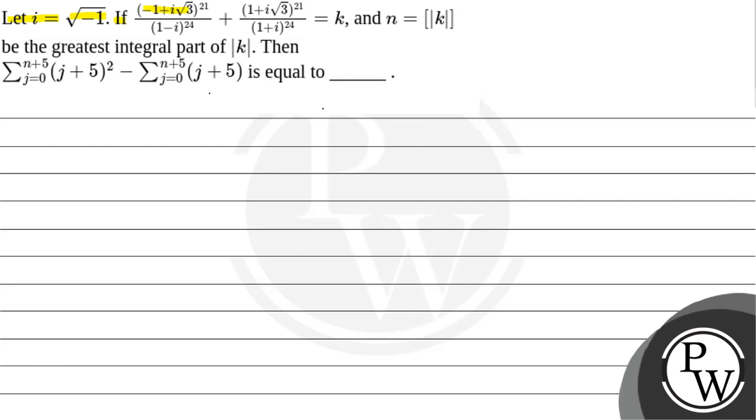In this question, it is given that i = √(-1). If ((-1 + i√3)^21 / (1 - i)^24) + ((1 + i√3)^21 / (1 + i)^24) = k, and n is the greatest integral part of |k|, then we have to find the value of Σ (j = 0 to n+5) (j + 5)^2 − Σ (j = 0 to n+5) (j + 5).